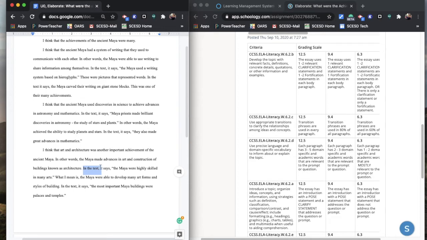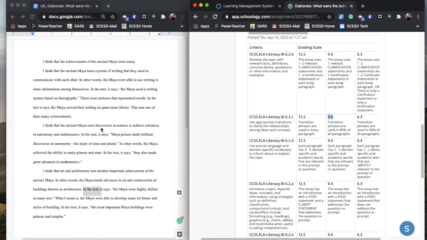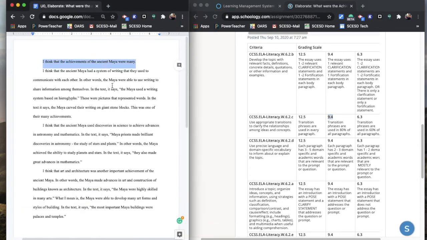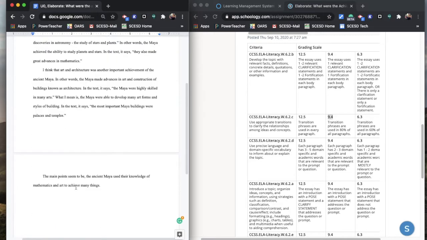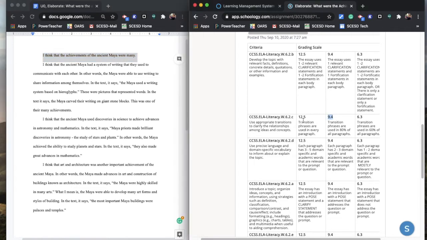We have it at least one in each paragraph. If you want a 9.4, you need to use it in at least 4 paragraphs. And if we didn't change this, we could have still got a 9.4 because we used transition phrases in all of these paragraphs except for this one, so we could have still gotten a 9.4 here, but I fixed it. You can fix it too after you look at the rubric, and then after we fixed it, we got a 12.5 because we used it in every paragraph, including the introduction.